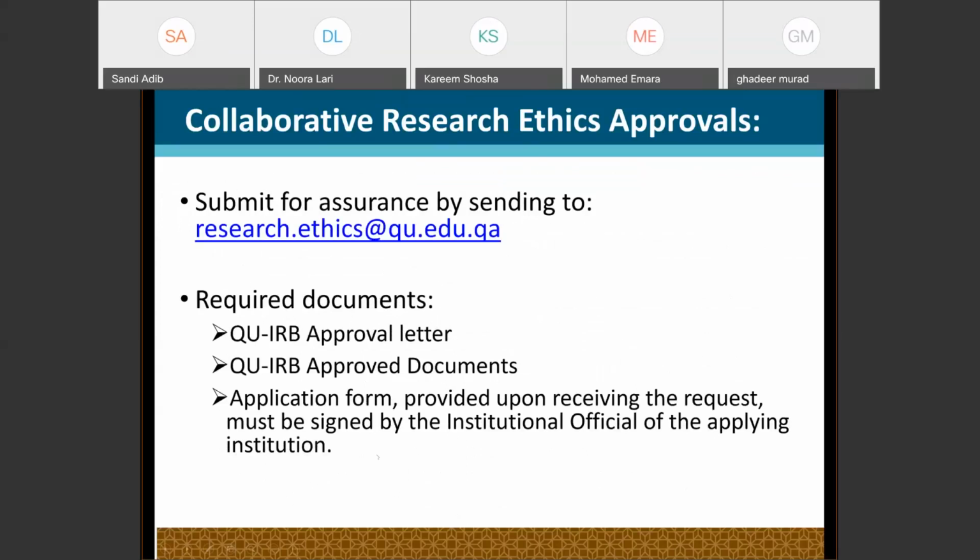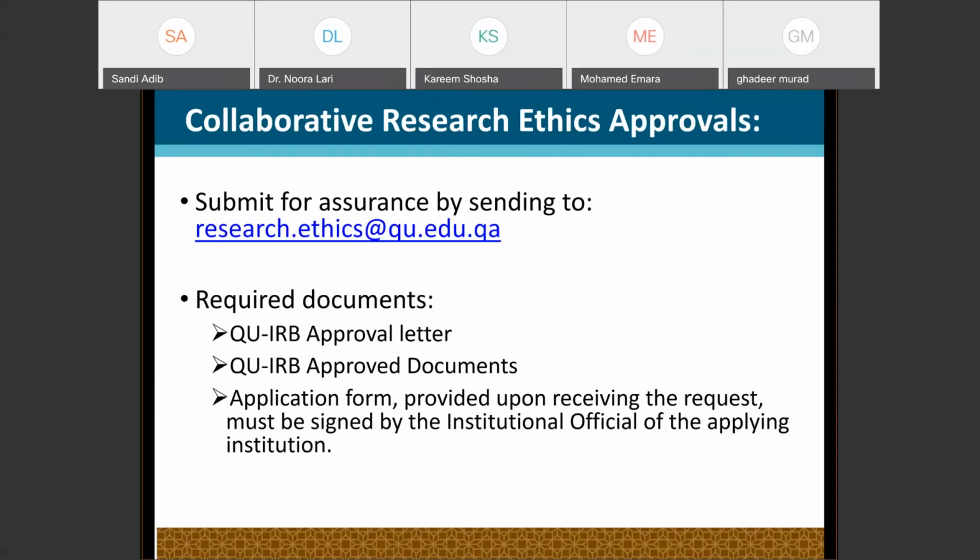Okay, so to submit for assurance, since the Research Ethics Office is the focal point with the Ministry of Public Health Research Department, you have to contact us at research.ethics@qu.edu.qa. The required documents are the QU IRB approval letter and the QU IRB approved documents. This means that you have to apply to the QU IRB first, and the QU IRB will approve the part that is concerned with you as a QU-affiliated person and what is going to be done by you in this research.